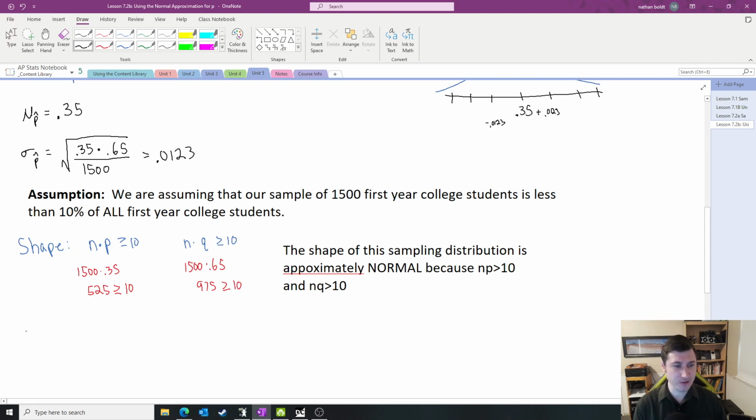All right, so again, we want to know the probability that this p hat is somewhere between 0.33 and 0.37. After all that, it's easy to forget what the heck we were doing. I want to know the probability that this sample of 1,500 first-year college students will give me somewhere between 33% and 37% of them being within 50 miles of home. So that is simply now going to be a normal CDF.